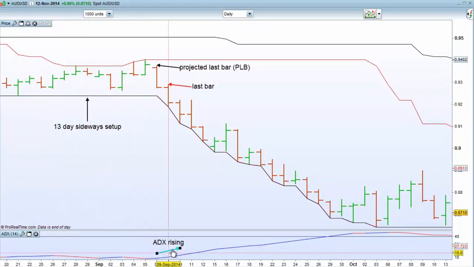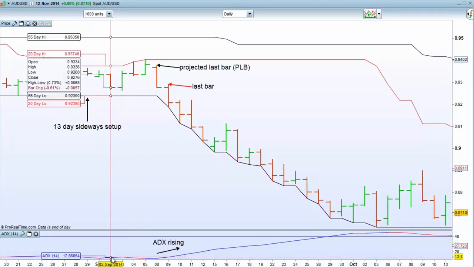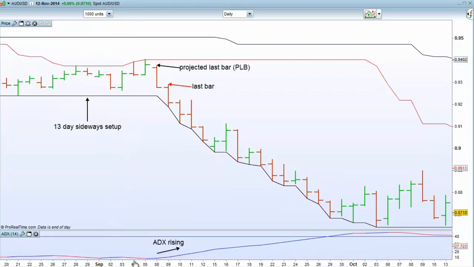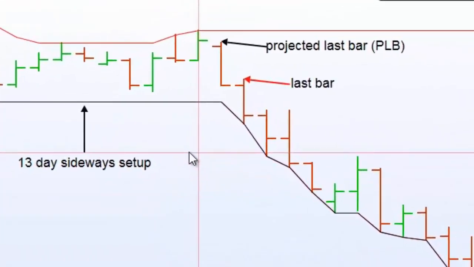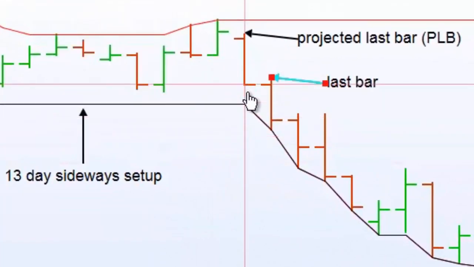Notice the ADX has to be rising. Notice how the ADX went from rising blue to falling red, rising blue, falling red. You have to pay attention to this when you're placing your orders. So some days you would have placed an order and some days you would not have, due to the fact that the ADX was not rising. But on this day, the ADX was rising.